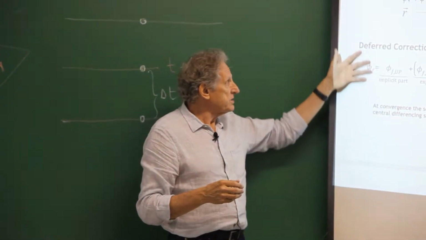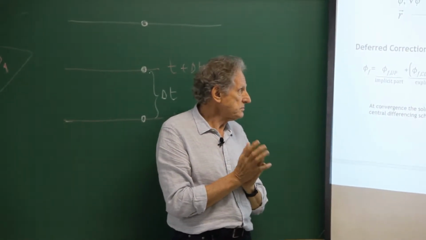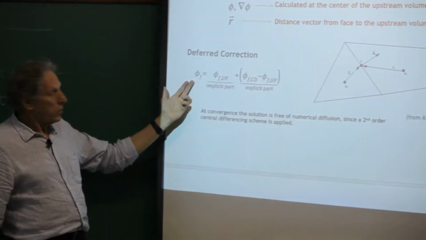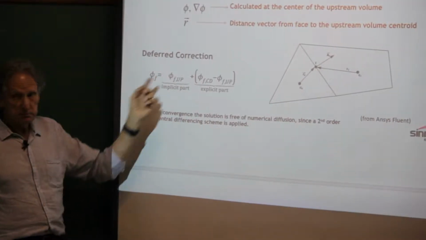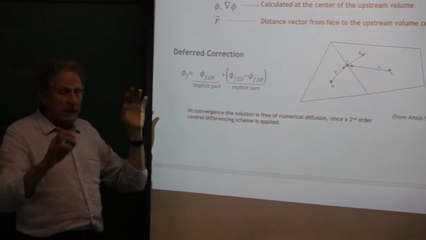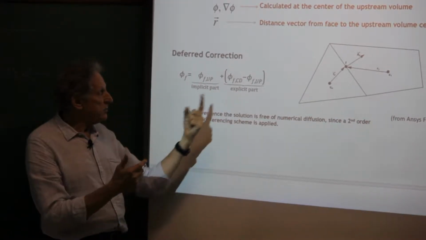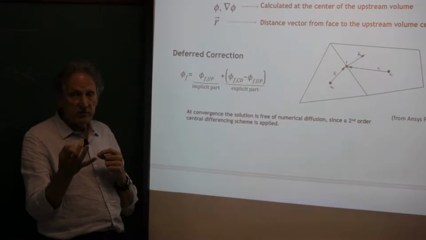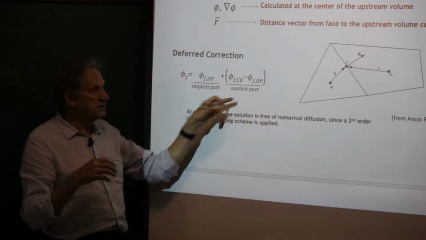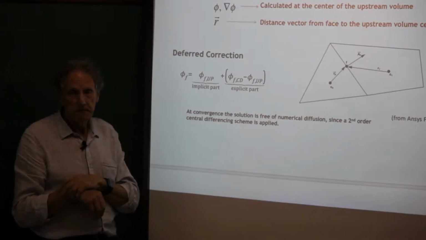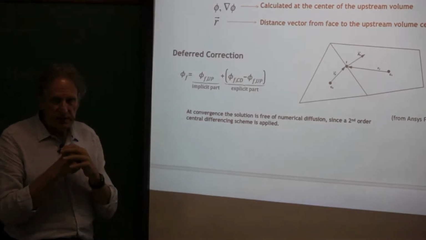There is another one which is also interesting, which we call deferred correction. What it does, there is an upstream, pure upstream, and then you sum up to that the difference between central differentiation and the upstream, and you leave this an explicit part in the equation. I will introduce a little bit here as a parenthesis.